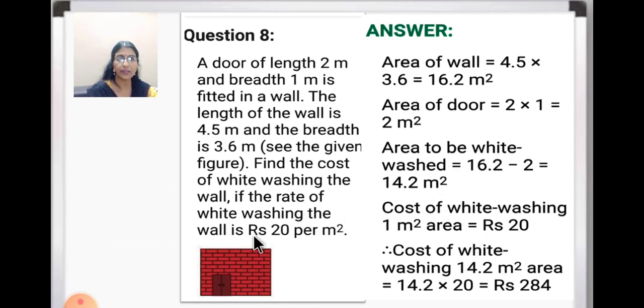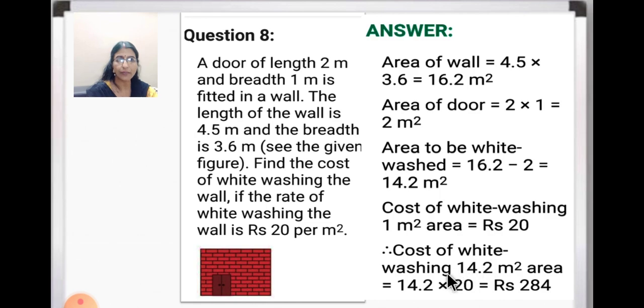And here, next part, you can see rupees 20. Find the cost of whitewashing the wall if the rate of whitewashing the wall is rupees 20 per meter square. So per meter square, we'll write cost of whitewashing 1 meter square. Per meter square means 1 meter square area is rupees 20. So how much will this much area cost?